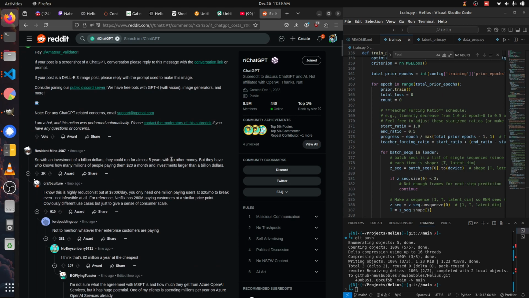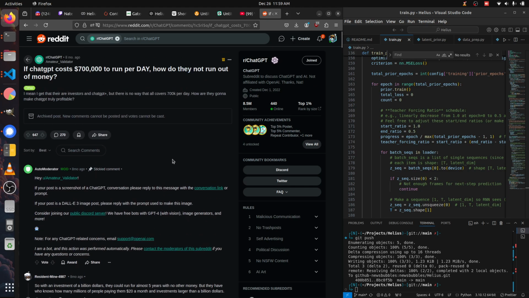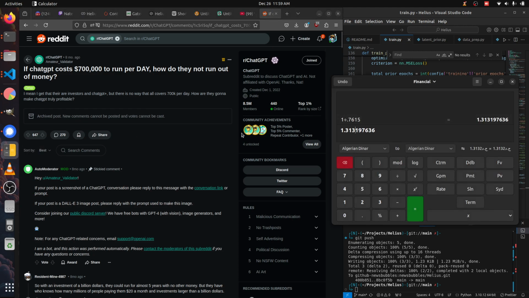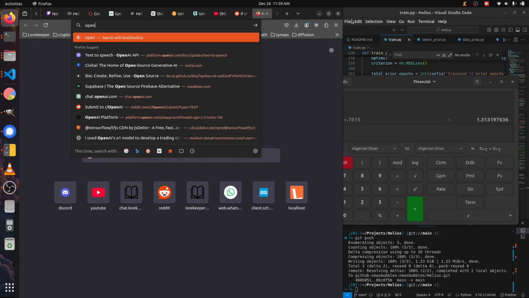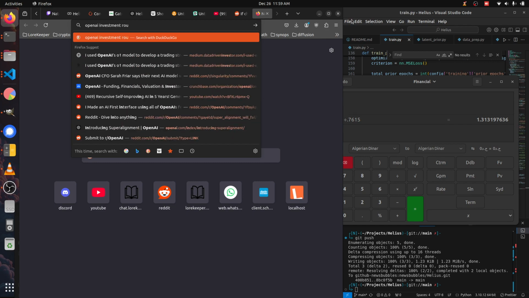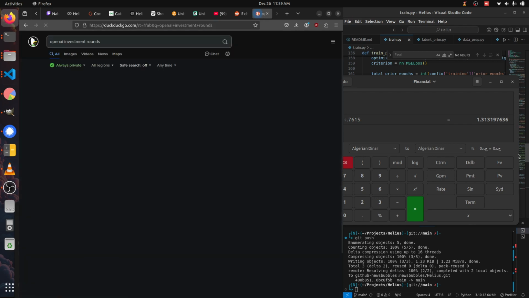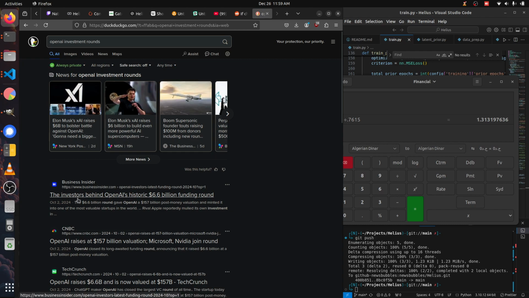Dude, how do they not run out of money? Okay, if you think about it, $700,000. These guys had an investment behind OpenAI's historic $6.6 billion funding round. So let's just take one round of investment, because this is a $157 billion valuation.